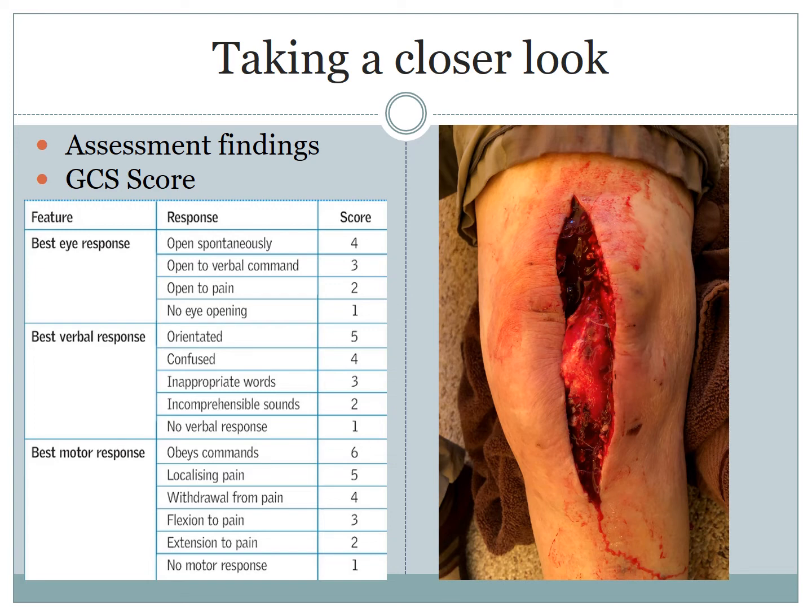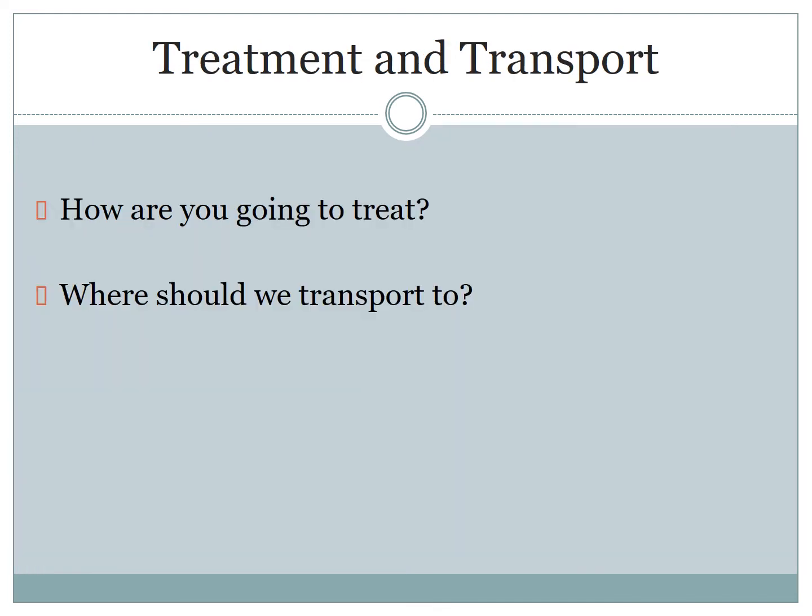As far as GCS score, patient opens his eyes spontaneously, is oriented to person, time, place, and events, and he's able to obey commands. Smiley guy shook your hand when you offered it. GCS is 15, so none of that is a concern for us. So what are we going to do?